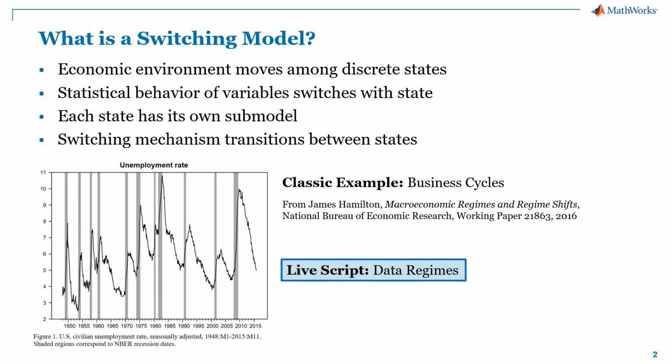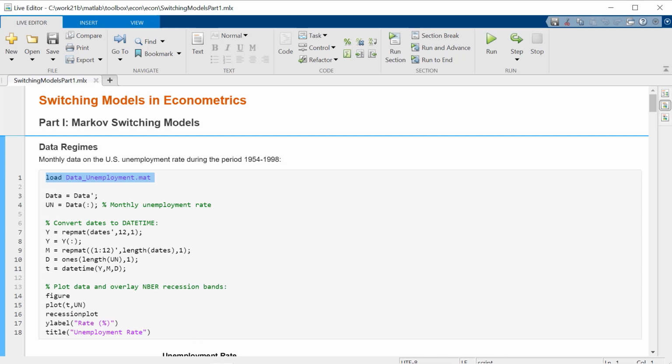Let's look at this data in MATLAB, where we can talk about the steps of putting together a switching model to describe it. This is a live script, which is available on the web together with the PowerPoint slides for this presentation. And the first thing we're going to do is load some unemployment data. This is one of the many data sets that ships with the Econometrics Toolbox that you can use to calibrate and test your econometric models.